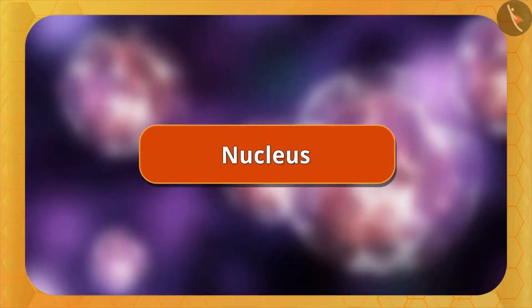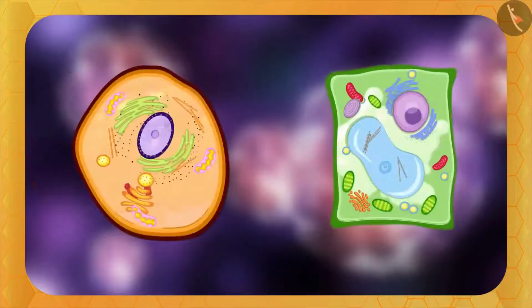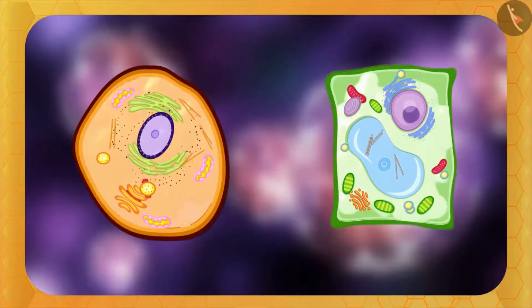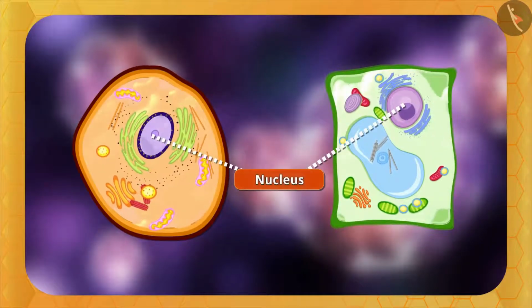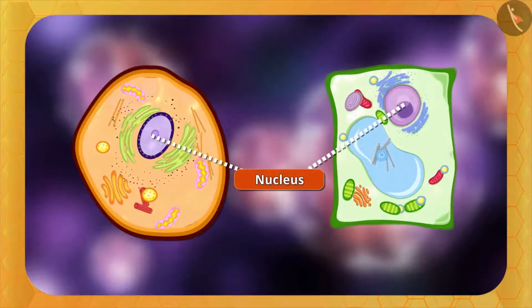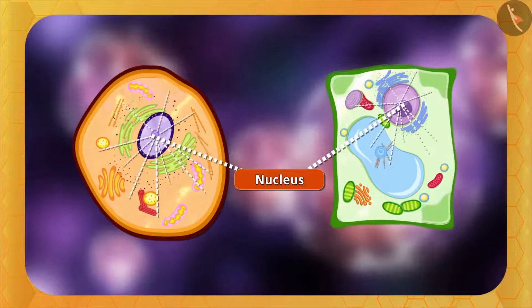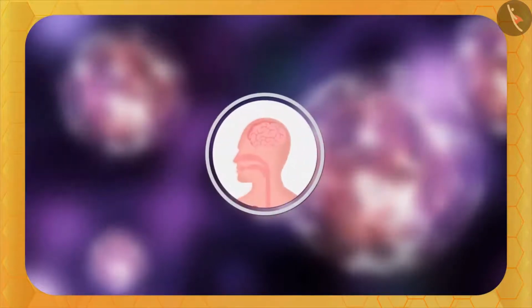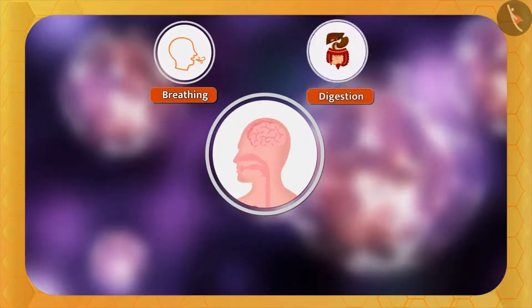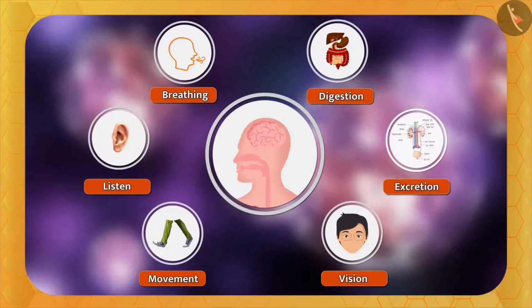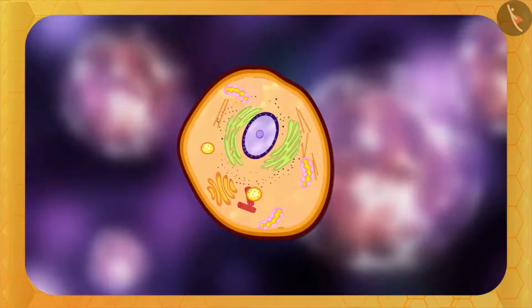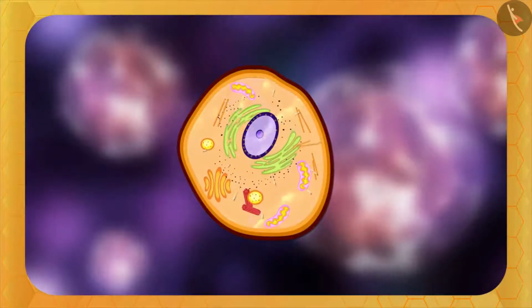Now, let's understand about nucleus. You have already seen that in both plant and animal cells, there is a spherical thing in the center. Guys, what do you think? What is it? Yes, it is the nucleus. It is the center of the cell from which everything will be directed. Just as the brain in our body directs and controls all the processes such as breathing, digestion, excretion, vision, movement, etc., in the same way, the nucleus of the cell also directs and controls all processes.